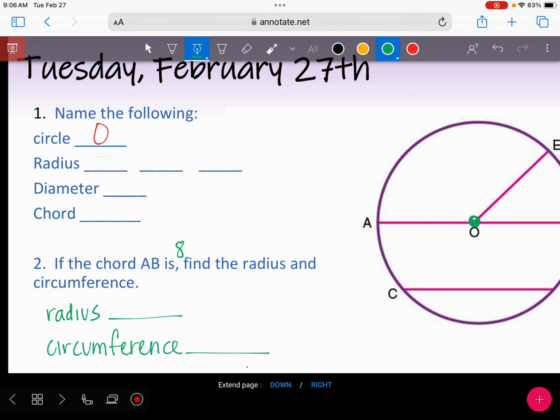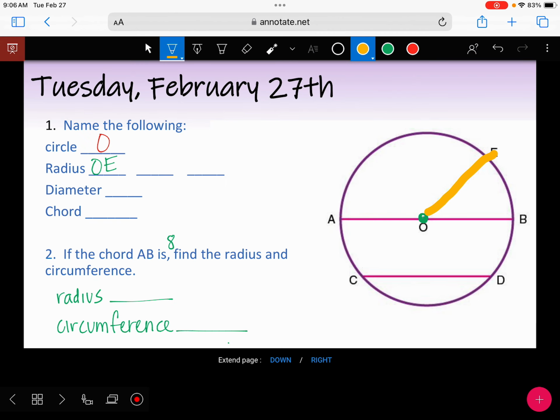OE, yep. So from here to here, that would be a radii. So OE. And what would be another one? OB. So from here to here, that's also a radii. So OB. And then there's one more. OA, good.